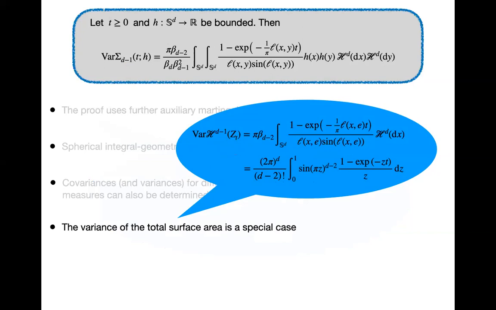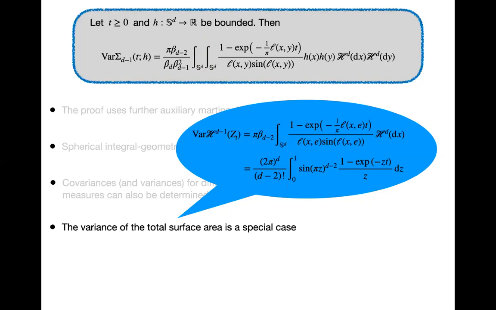And here you have a double integral, but using something like spherical coordinates and spherical space, you can rewrite this as a single integral, and even a single integral over the interval 0, 1 of simpler expressions here. So this is an explicit expression for the total surface content of this spherical splitting tessellation.